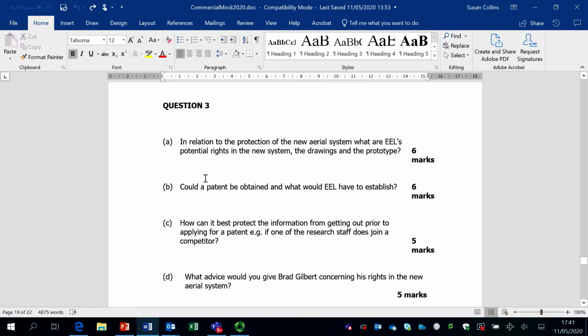Okay, moving on to question 3. In relation to the protection of the new aerial system, what are the potential rights in the new system, the drawings and the prototype?